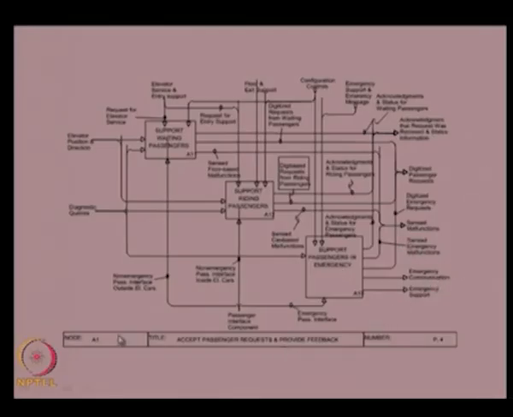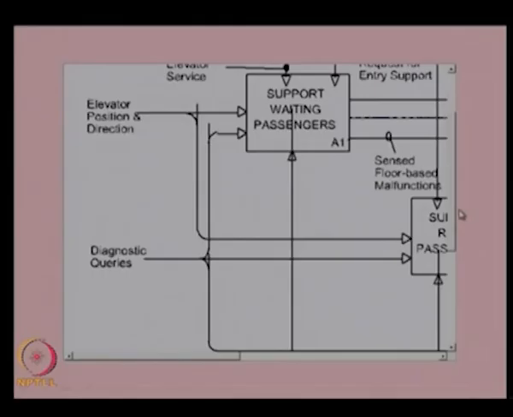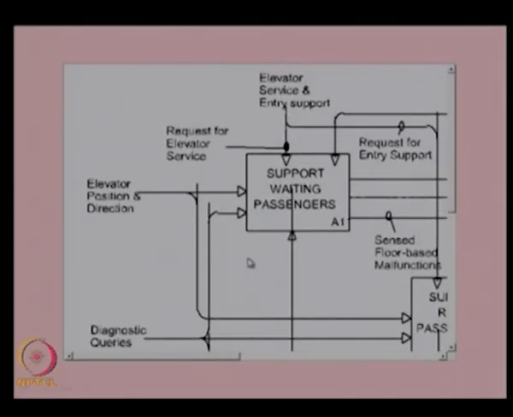Again we will see how this works. You can see this is the A1 diagram, that is accept passenger request and provide feedback, which is the main function, and that is divided into 3 functions over here. We will see the details of the input and output for this. This is the A11 function, which is support waiting passengers. The inputs are request for elevator service and entry support, and elevator position and direction, and of course the diagnostic queries coming from the maintenance function are also coming here. Based on this it will provide the information to waiting passengers.